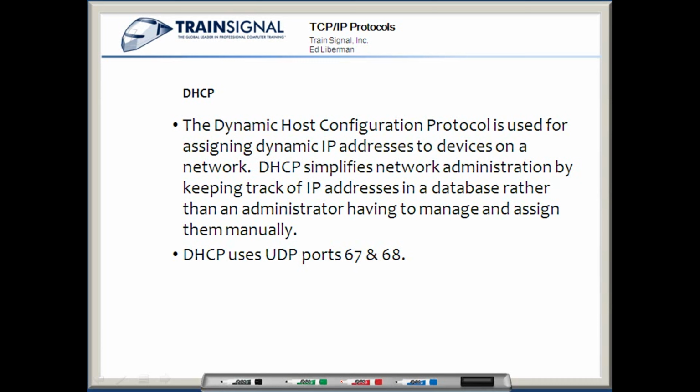Now, DHCP uses UDP ports 67 and 68. And I'm going to tell you where that comes in most handy as far as knowing those port numbers.